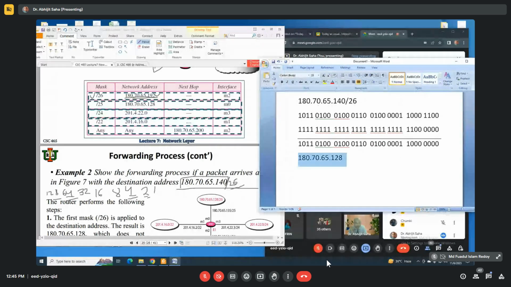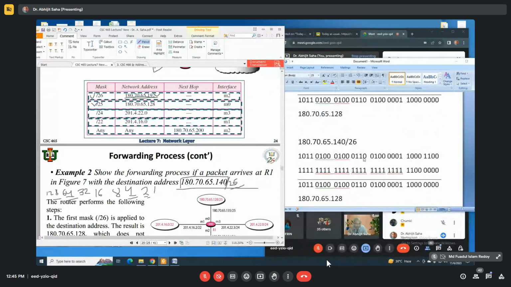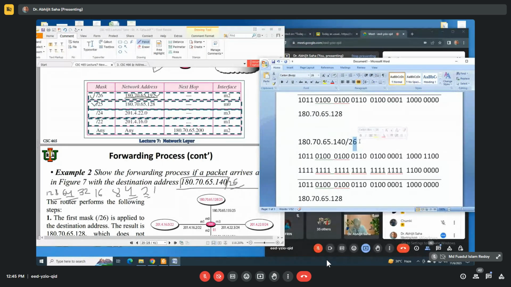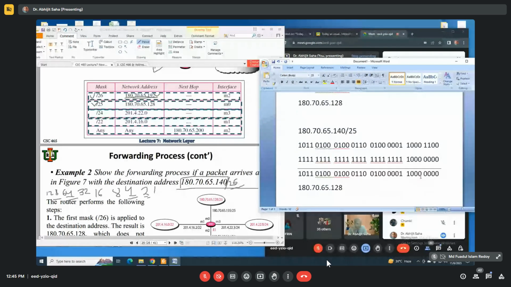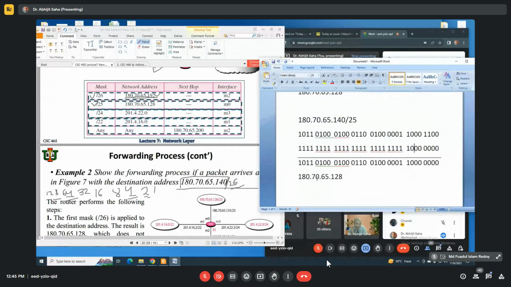Okay, so now the next step is to apply the next highest mask that is in the table, that you can see, the 25. So it is going to be applying 25. The things are going to be the same, only this is going to be 25 ones and the rest of the bits 0. So if you do the AND operation again, you get the same result. So the result is again 180.70.65.128. Now check whether this address and this address are matching or not. Yes, sir, matching.